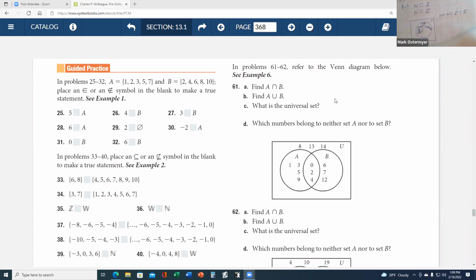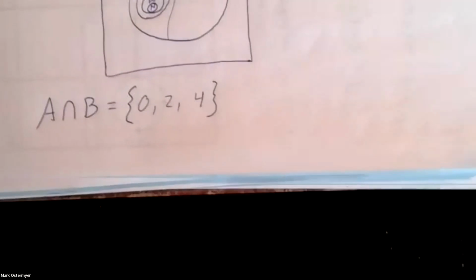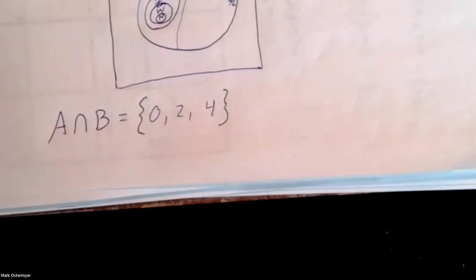61A would be what set? What's the intersection of sets A and B? What elements would be in the intersection of sets A and B? Can you name off the elements that would be found in the intersection of A and B? Wouldn't it be 0, 2, 4? 0, 2, and 4. That's it. That is correct. That would be the intersection of sets A and B here. It would be only the elements 0, 2, and 4. Those are the only elements common to both sets A and B.